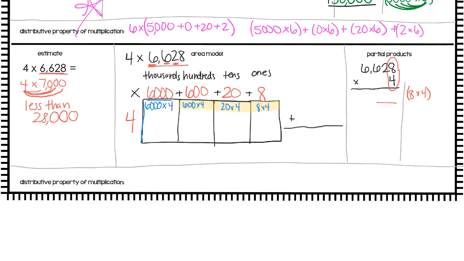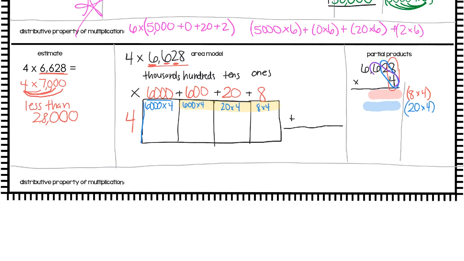Then you're going to go to your next one. We're going to multiply the tens times the 4. So 2 tens is how much? It's 20. So we're going to do 20 times 4. And your answer will go here. I would like you to notice that 8 times 4 is also over here, and 20 times 4 is also over here. Okay, now we're going to circle our hundreds place.